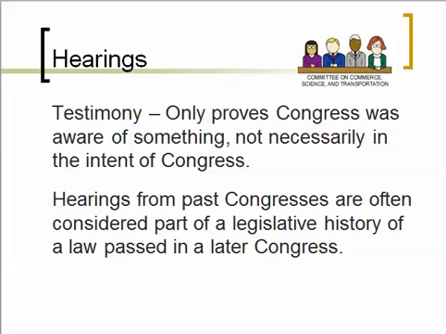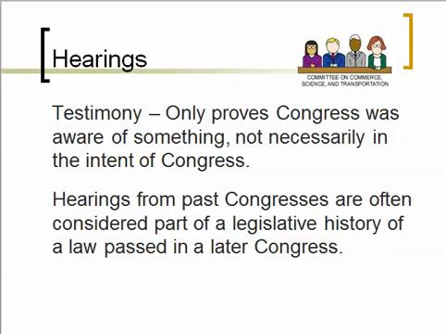Hearings are when Congress hears testimony from each other and from people interested on the subject of proposed or potential legislation. Hearings only prove Congress was aware of something, not necessarily the intent of Congress. And Congress will often hold hearings on a subject it is considering writing laws on to find out more information before anything is drafted.